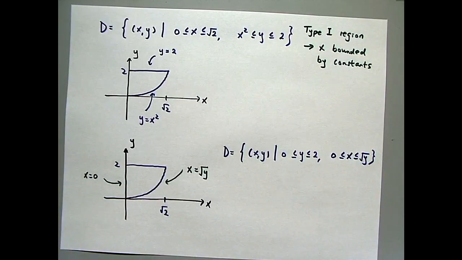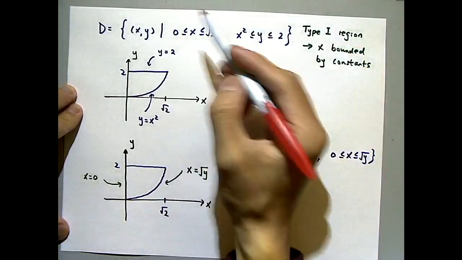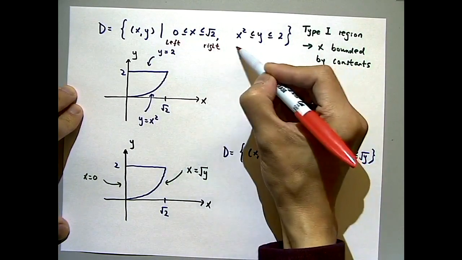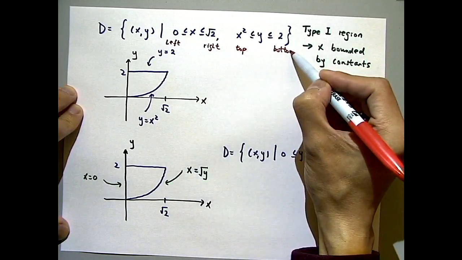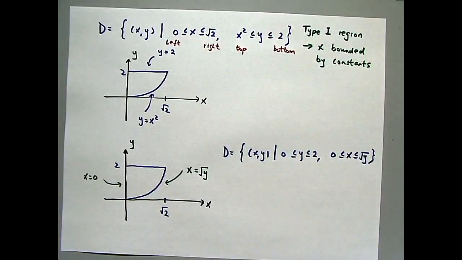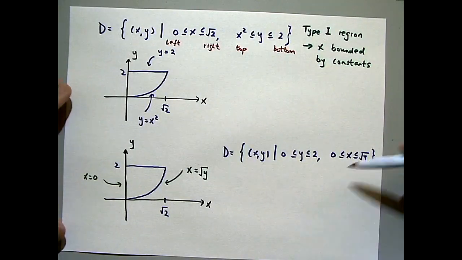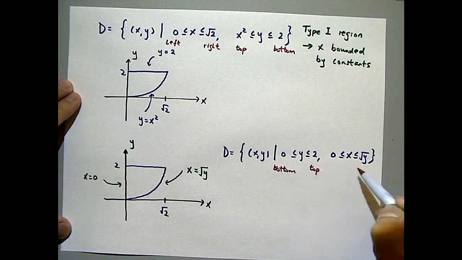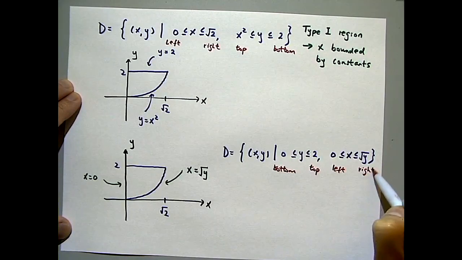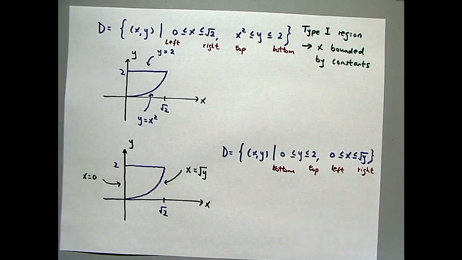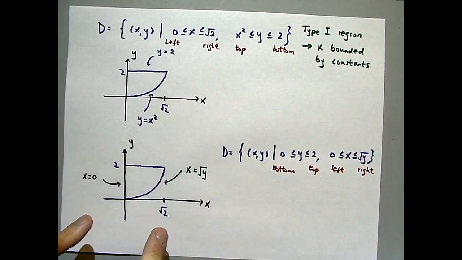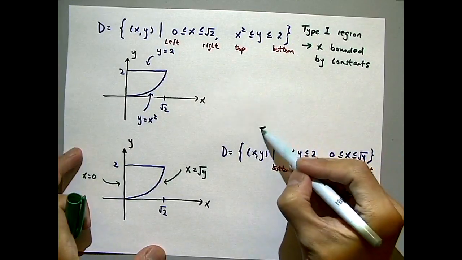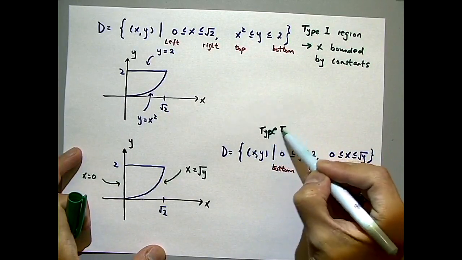So another way to think about this is, we talk about, well, see, this is a left bound, right, top, and bottom. A type 1 has left and right bounded by constants. A type 2, what we got here, this is bottom, top, left, right. Just like when you're finding the area by integration, you could integrate with respect to x or integrate with respect to y. You've done that before when you found areas of these things. So here we got what's called a type 2 region.